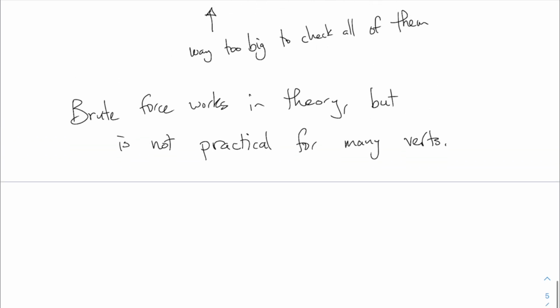I am never going to want to visit 200 of my friends, but the guy in the truck definitely wants to visit 200 different addresses in the best possible way. For me personally, I don't do this, but I use technology that does this all the time. There are similar problems that have to be solved when you are routing internet traffic, which is something that I do all the time. I don't do it myself, but I use instruments which do this. All right. Brute force works in theory, but is not practical for many vertices.